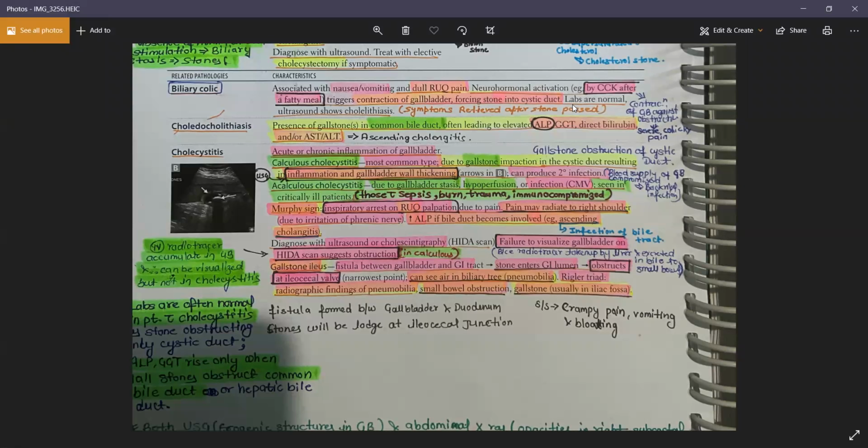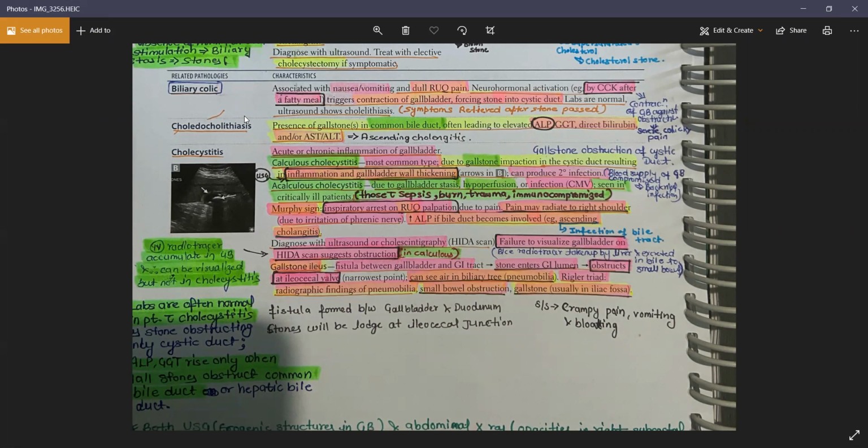Labs are absolutely normal. Why? Because only when you are having damage to the main duct or the common bile duct can you have a high level of alkaline phosphatase or GGT. In case of cystic duct damage, the level of alkaline phosphatase or GGT will be absolutely normal. So this is biliary colic. Is that okay? Why is it happening? Because of a stone in the cystic duct.